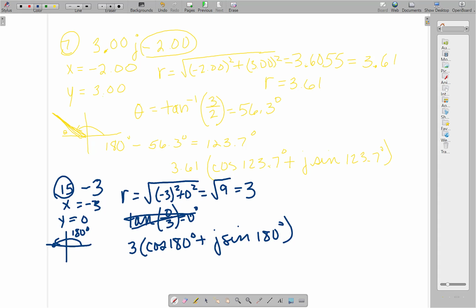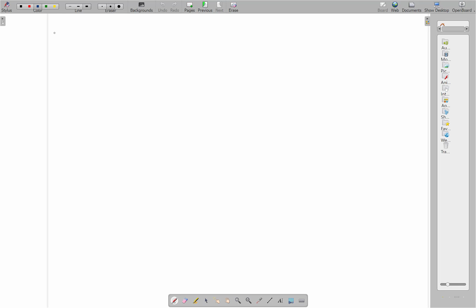I'll show you another one here just like that. It's number 17 and it lists 9j. So you don't have an x because there's no real part. So your x is 0. Your y is, excuse me, 9. So on your Cartesian plane, if you think about that, you're going over 0 and up 9. So do you see that we're talking about this angle, which is 90 degrees?